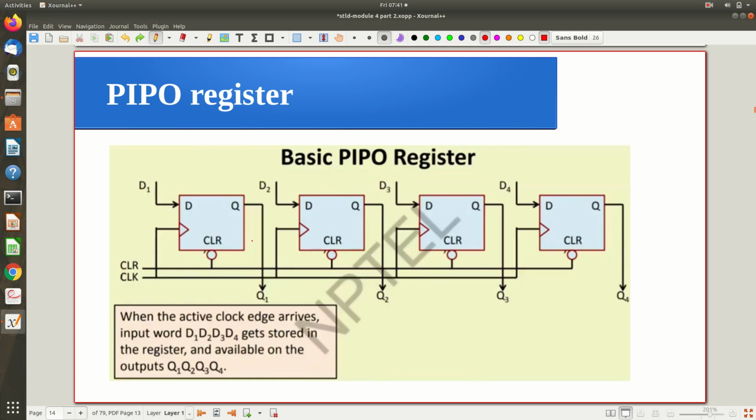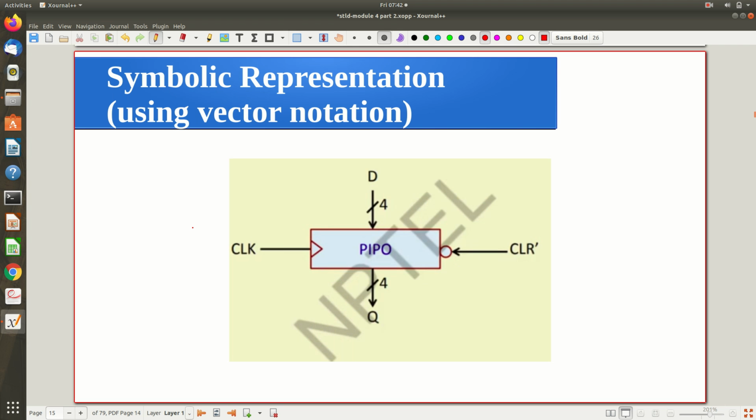So what is written? When the active clock edge arrives, again it is positive edge triggering, right. So active clock means the positive transition of the clock edge. So the input word D1, D2, D3, D4, here they are naming like that. Okay, let it be there. It gets stored in the register and is available on the output Q1, Q2, Q3, Q4, and you know why it is so, because we are using D flip-flops in the background.